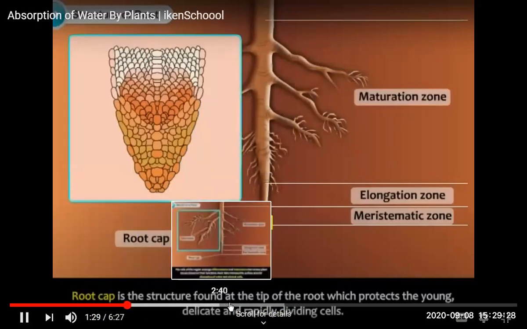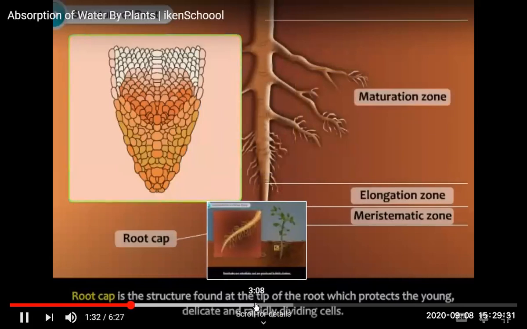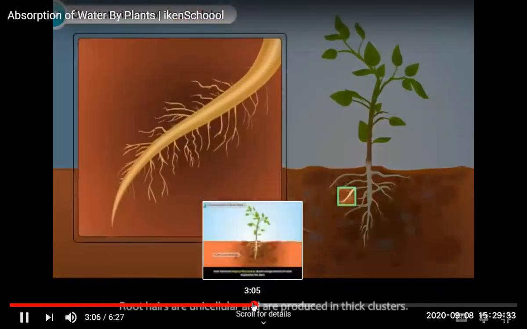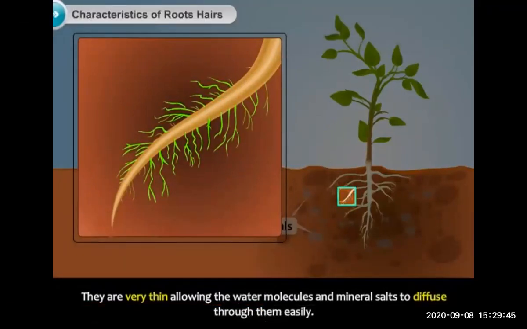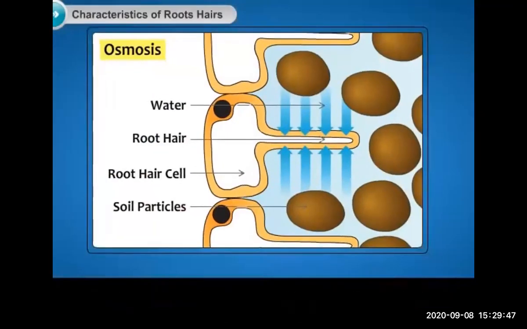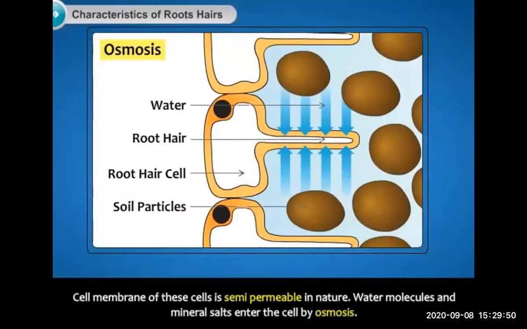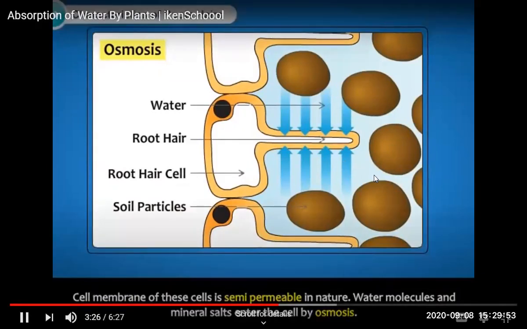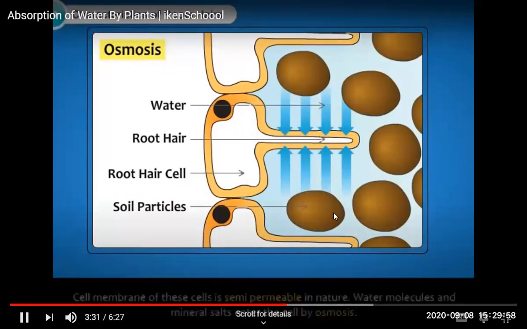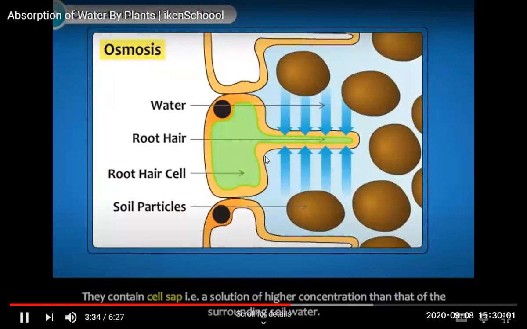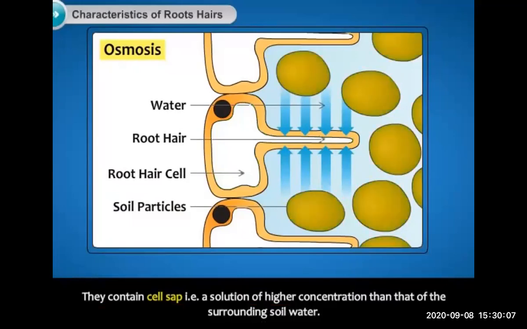Root cap is the structure found at the tip of the root which protects it. Root hairs are unicellular and are produced in thick clusters. They are very thin, allowing the water molecules and mineral salts to diffuse through them easily. Cell membrane of these cells is semi-permeable in nature. Water molecules and mineral salts enter the cell by osmosis. They contain cell sap, that is, a solution of higher concentration than that of the surrounding soil water.